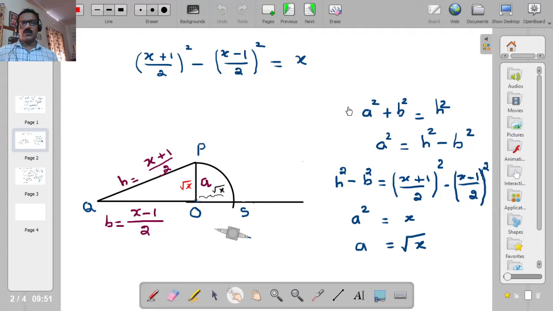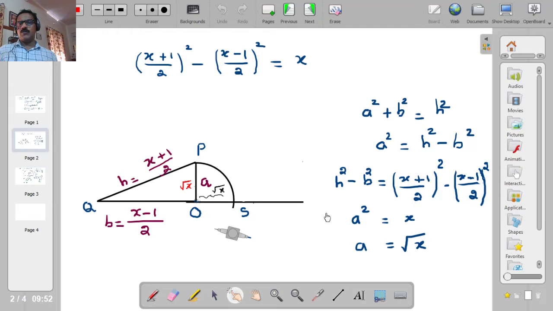Square of altitude plus square of base is square of hypotenuse, that is a squared plus b squared equals h squared. Then what is a squared? Subtracting b squared from both sides, a squared is equal to h squared minus b squared. That is ((x plus 1)/2) the whole squared minus ((x minus 1)/2) the whole squared, which is equal to x. We have shown this.